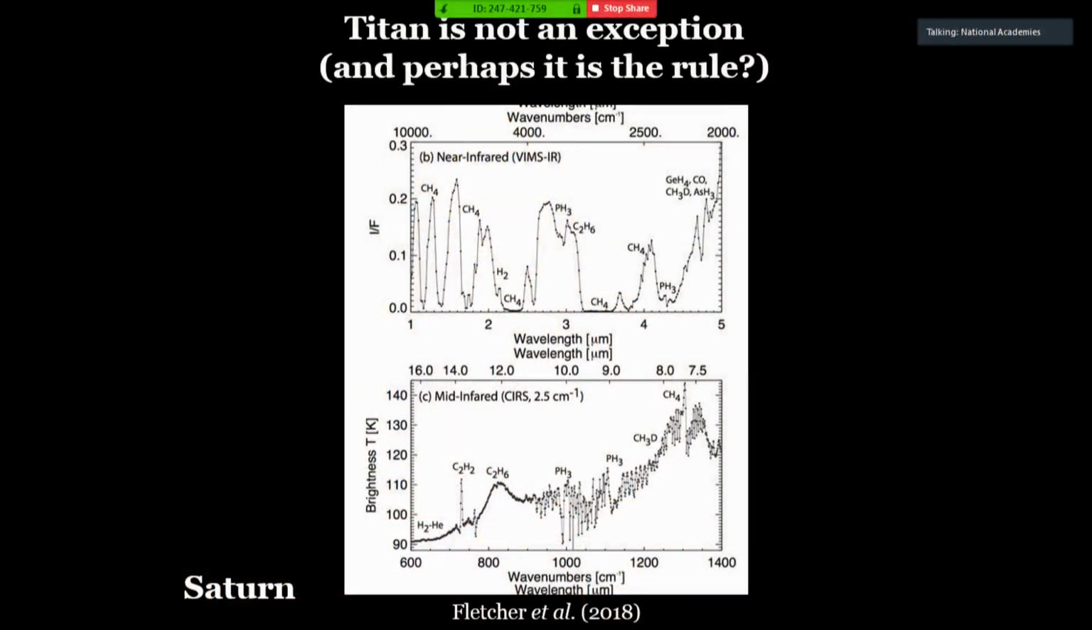And then I'm just going to end here. I always like to start out telling everyone how unique and exceptional Titan is, and we've recently learned something that makes me think maybe Titan is not an exception and maybe it's actually the rule. So this is Cassini CIRS data of Saturn. And looking in the infrared, we see a lot of these same molecules we see from Titan. We see acetylene, we see ethane.